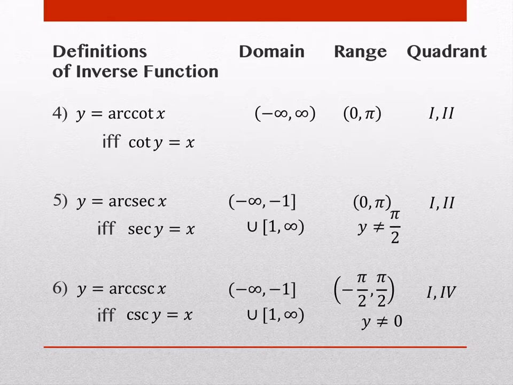So the first one, cotangent, that one's simple enough. It looks a lot like the screen before. The arc cotangent of x has a domain from negative infinity to infinity, just like tangent did. The range is from 0 to pi for exactly the same reason that the range was negative pi over 2 to pi over 2 for tangent, and it's quadrants 1 and 2 as opposed to 1 and 4. All that's the same. Secant and cosecant are a little different.